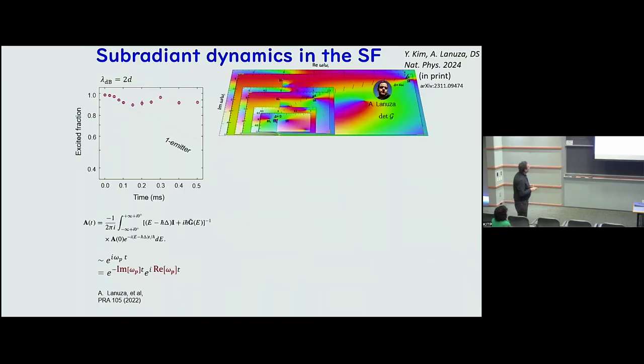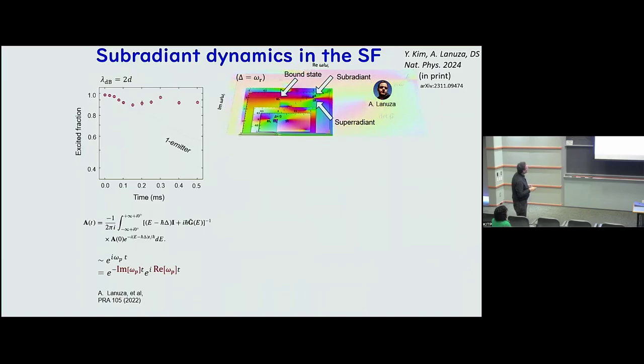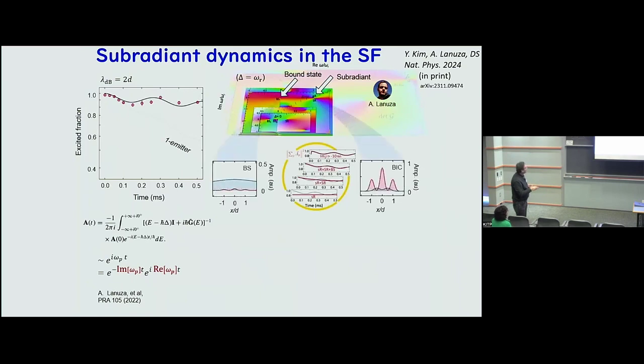you find that basically what dominates here, so it's different effects that contribute. There's poles, and there's a bound state, there's a subradiant state, a bound state, and a superradiant state. And so the main contributions are basically a subradiant state and the bound state at the edge. And so these two things basically beat against each other.